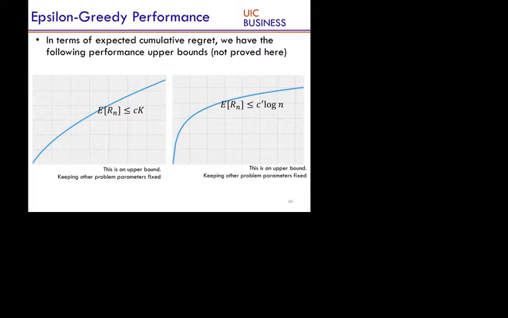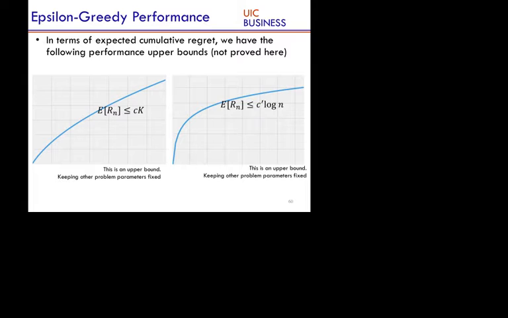So in terms of expected cumulative regret, the epsilon greedy algorithm actually has a performance upper bound. Somebody has actually sat down and proved that the expected cumulative regret is upper bounded by c times k. So if you have two arms, then it's a linear function of 2. And as a function of the number of rounds, it's logarithmic.